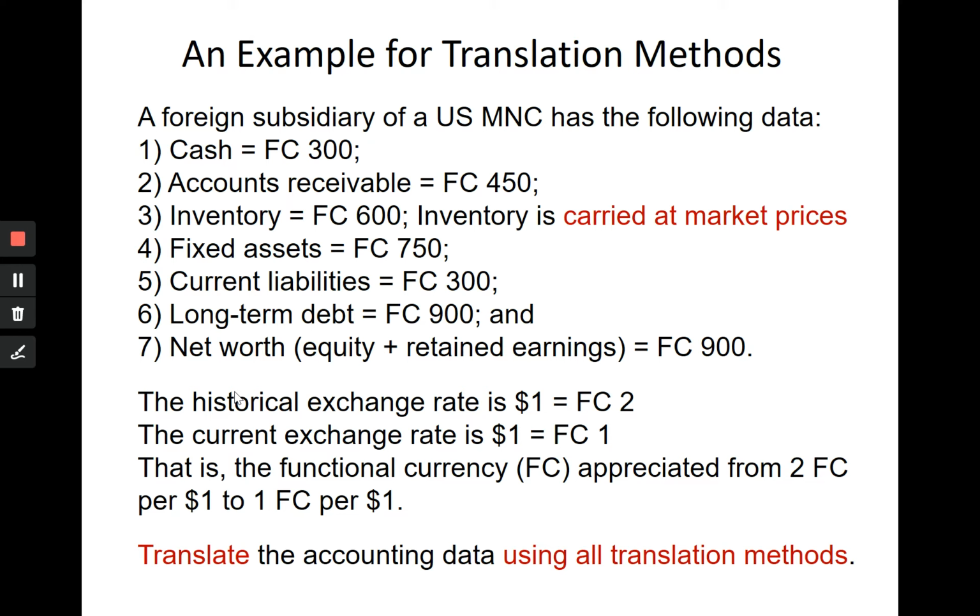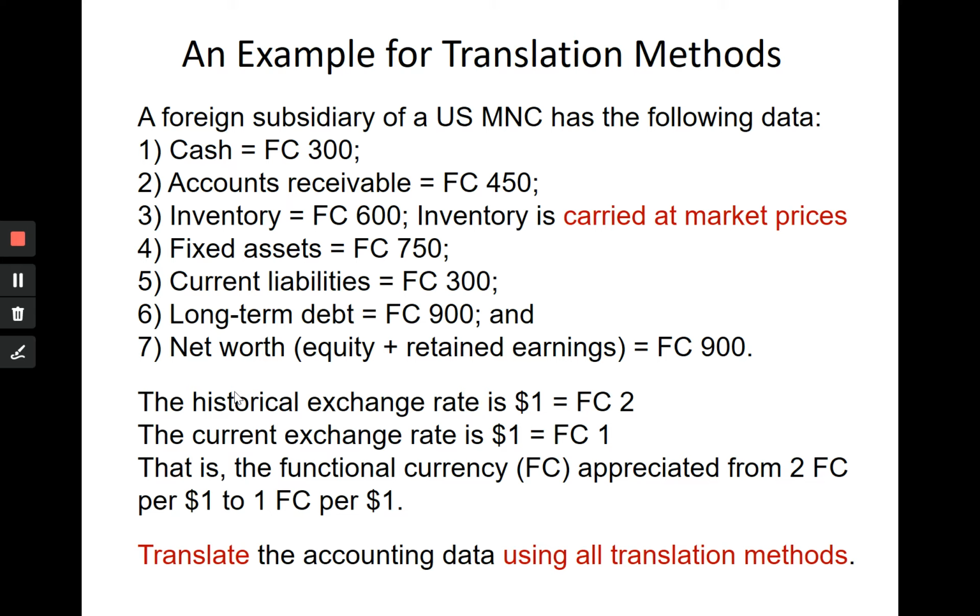So the problem reads: a foreign subsidiary of a US multinational company has the following data. Under the current assets, we have a cash of 300. The units are FC. It's easy, user-friendly to read this FC as foreign currency, and you would hear me sometimes do that. But really, this F stands for functional currency.